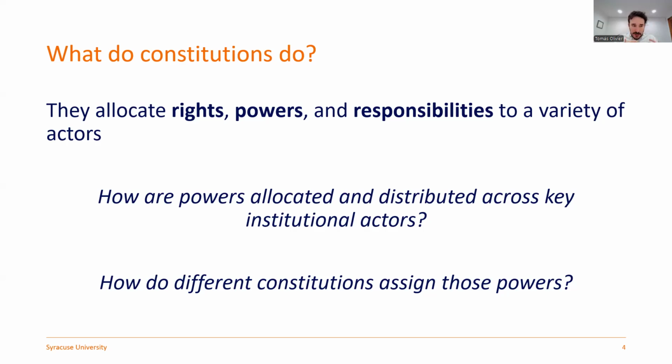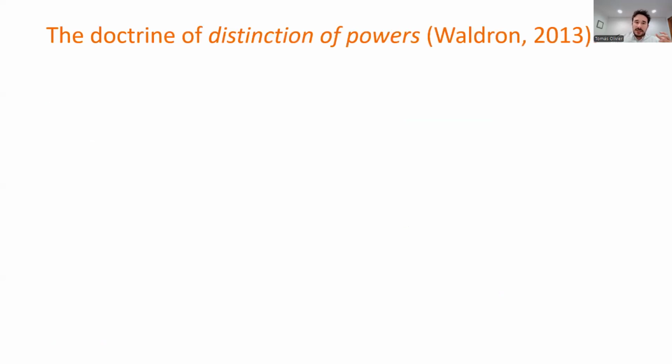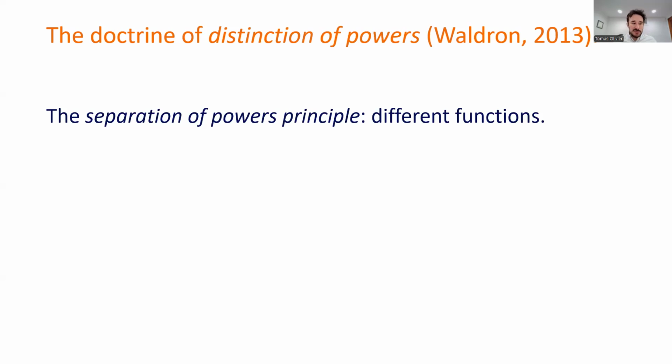And one of those arguments and concepts that we're bringing from the legal field is the doctrine of the distinction of powers, which defines democratic systems. And basically, this doctrine of the distinction of powers argues that there are three principles that characterize the distinction of powers. The first principle is the separation of powers, meaning that different actors in a constitutional arrangement receive or are allocated or granted different functions, different sets of authorities.